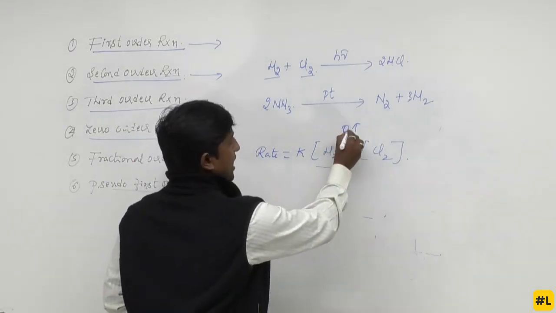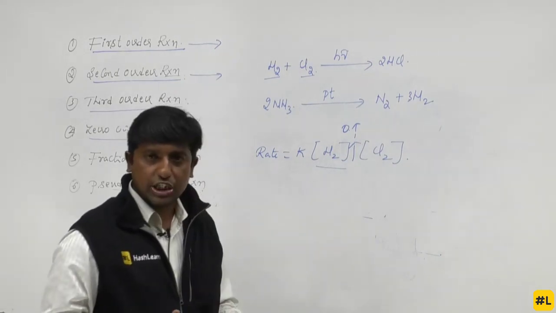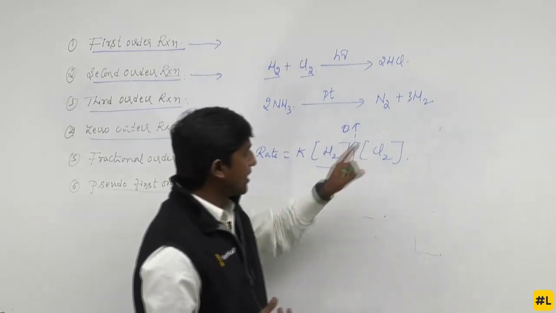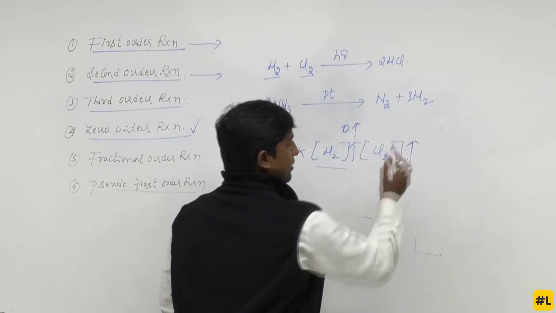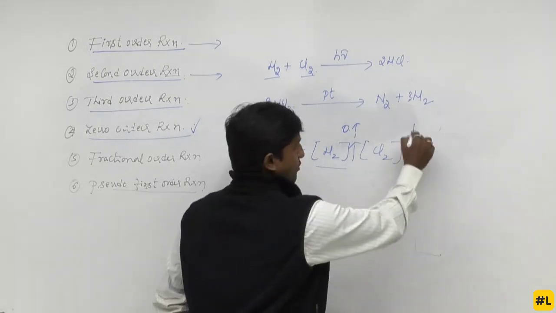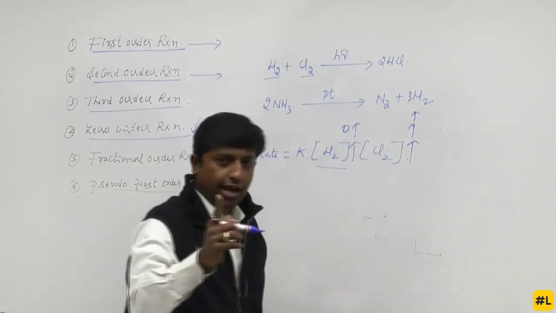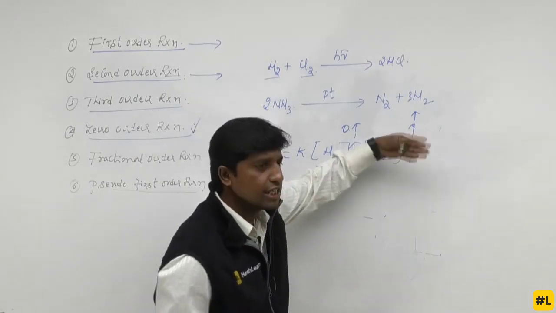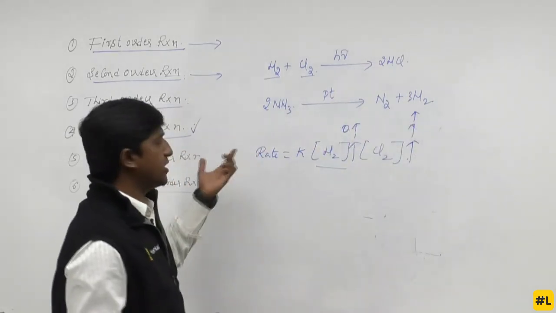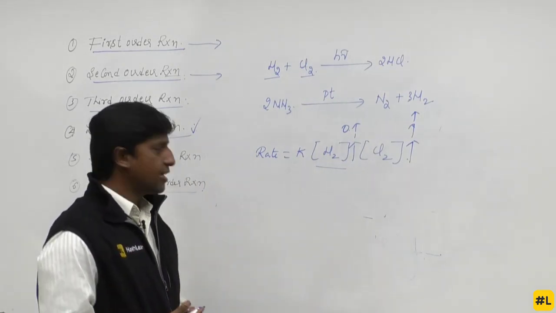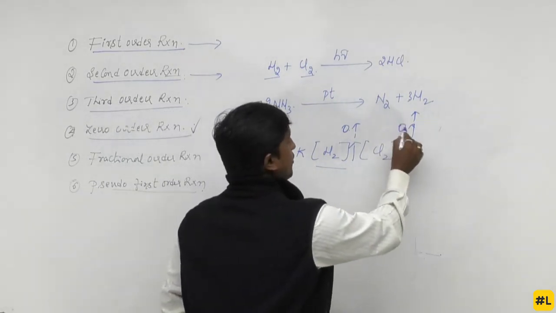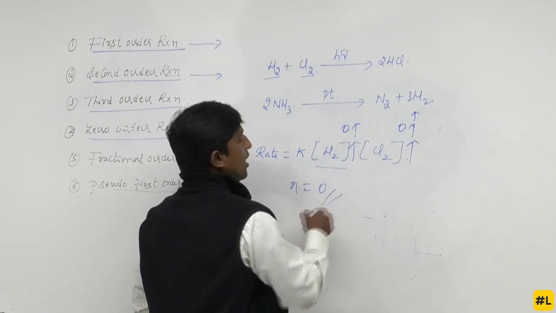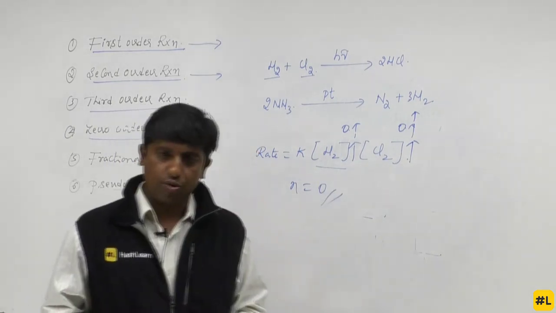Hence, the order of the reaction with respect to hydrogen is 0. When you increase the concentration of chlorine by 1 time, by twice, by thrice, there is no change in the rate of reaction, however many times you increase it. Hence, the order of the reaction with respect to chlorine is also 0. So, the overall order of reaction I take it as 0.